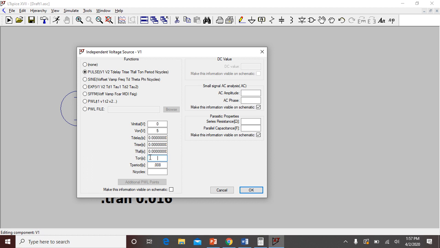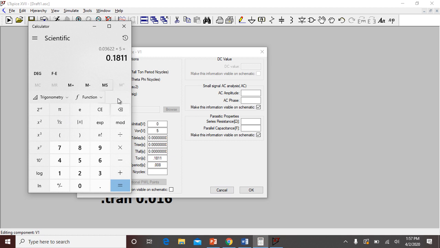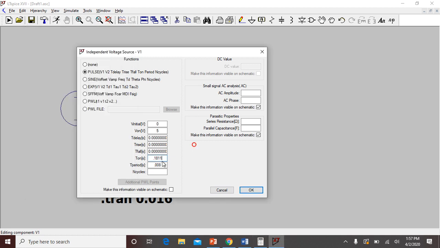What was that? Sorry, I forgot. 0.1811. So this T on will be multiplied by 2, which gives 0.3622. Okay, so the whole waveform is completing in the time period 0.3622.